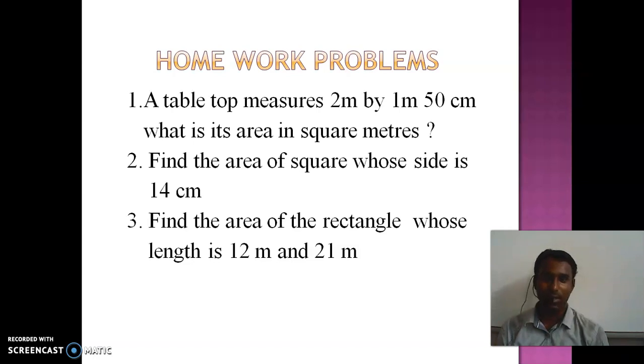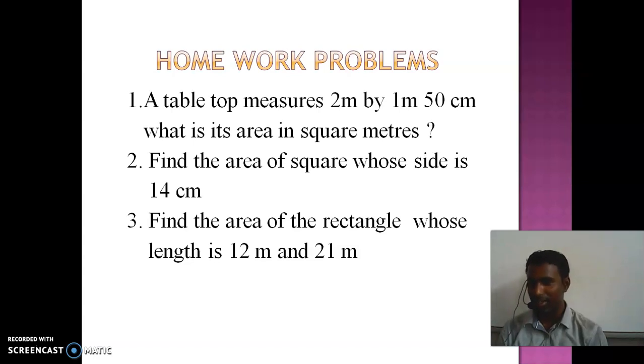I will ask a question. Once again, I will revise all the problems today. Find the area of the rectangle whose length is 12 meters and 21 meters. So what kind of shape have they given here? It is a rectangle.